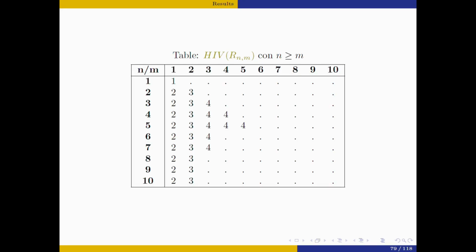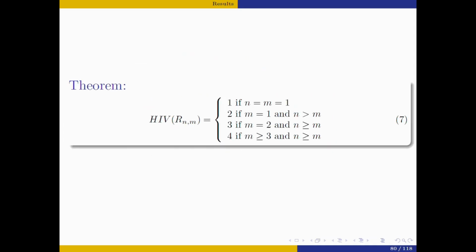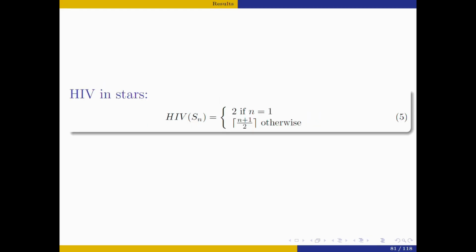Unfortunately, we could not obtain all the values, as there are too many initial cases. However, with the few results, we were able to conclude the following theorem. Let's look in more detail at the theorem for the HIV number in stars, which states that it will be 2 if n is equal to 1. Otherwise, it will be the ceiling of the quantity n plus 1 divided by 2.